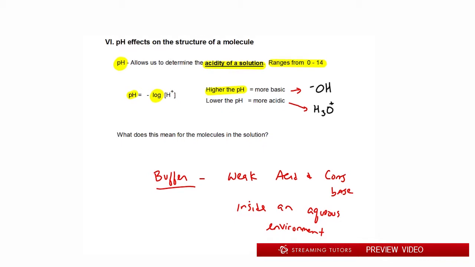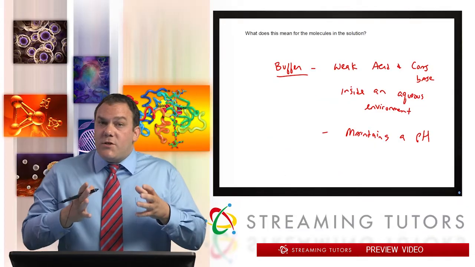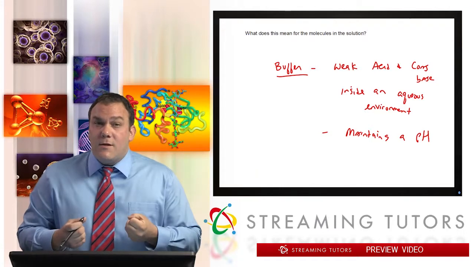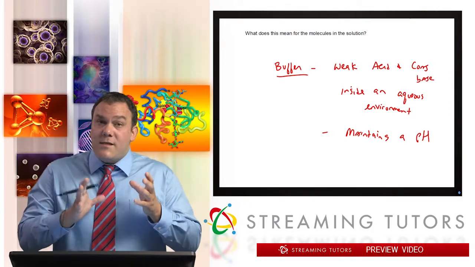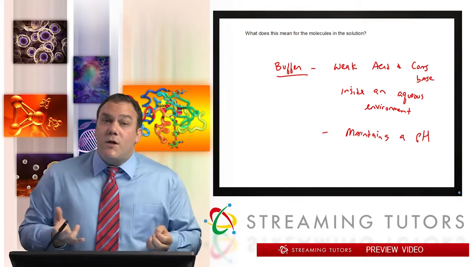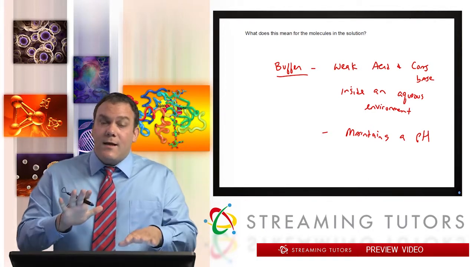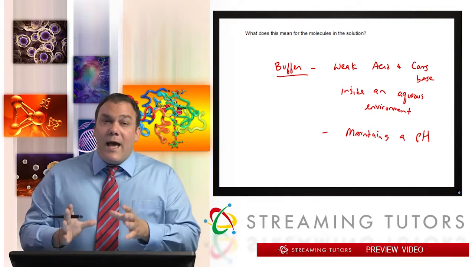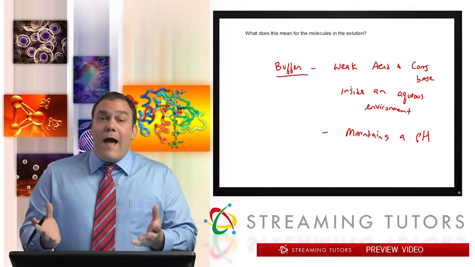So what does it actually do? A buffer maintains a pH. If the solution becomes too acidic, the buffer kicks in and starts to deprotonate the solution. If the solution becomes too basic, the buffer kicks in. The acidic molecule starts to protonate the solution and bring down the pH. So it monitors and regulates the pH of our environment. That's what a buffer does. Again, it's a weak acid-base combination that does this. You can't use a strong acid-base. It won't act as a buffer.